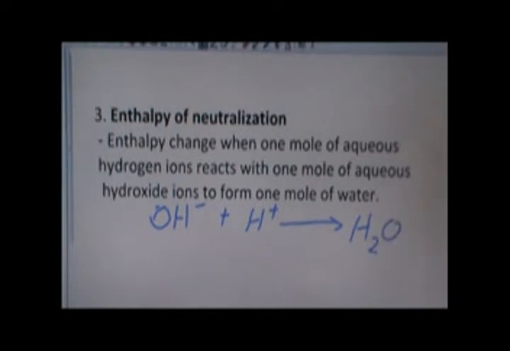What do we mean by 1 mole? 1 mole means only, as you can see here, 1 mole of hydroxide ions reacting with 1 mole of hydrogen ions to give you 1 mole of water. And since you see the bonds are being formed between hydroxide and hydrogen, this reaction is going to be negative delta H. That means heat is being produced in this reaction.